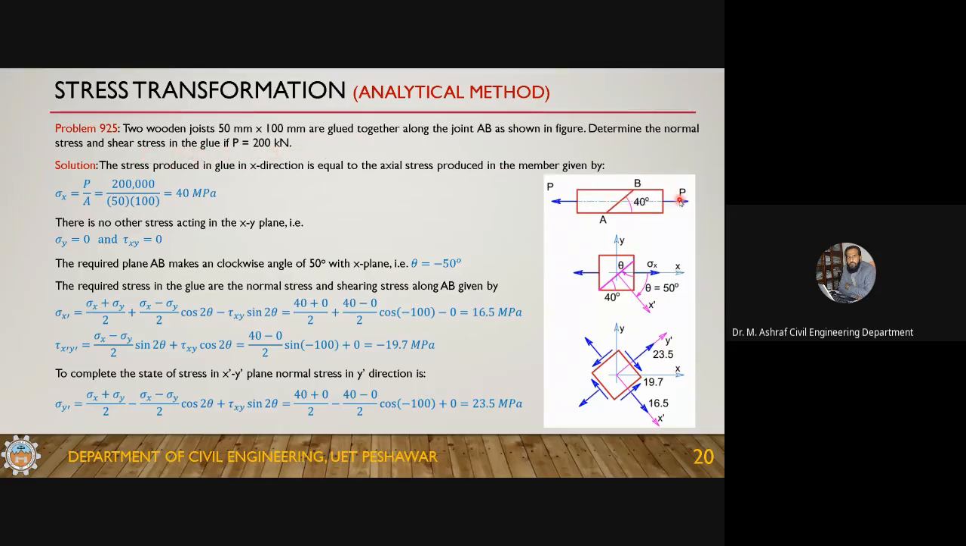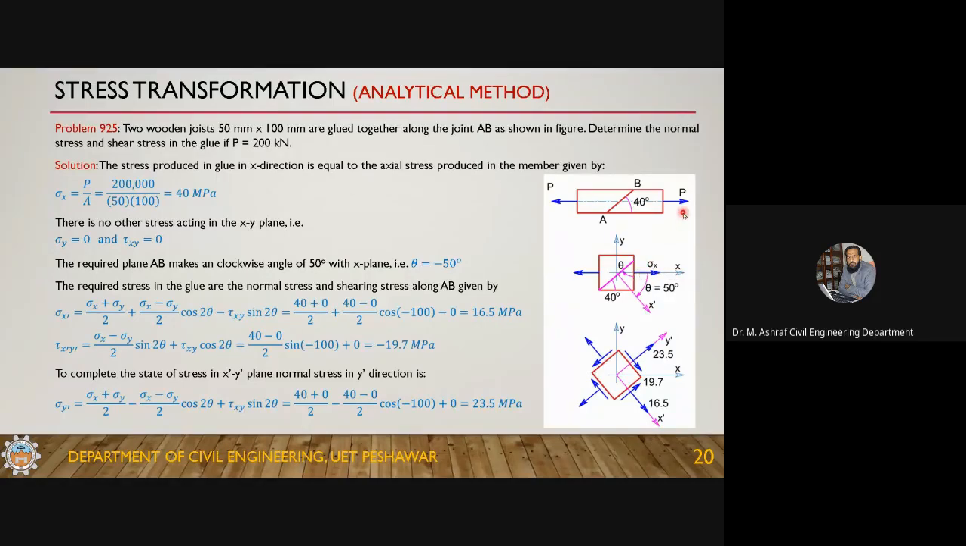Here you can see in this figure, this is one piece, this is another piece, and they are glued together on this inclined plane. This inclined plane is making an angle of 40 degrees with the horizontal. Now he is saying, if this load P is known to you, then what will be the stresses? The two components of the stresses: one will be the normal stress on this plane and the other will be the shear stress. To calculate those components, first you will have to calculate the stresses along the x-axis, or in the xy frame of reference.